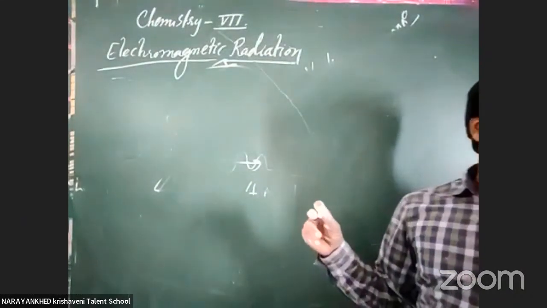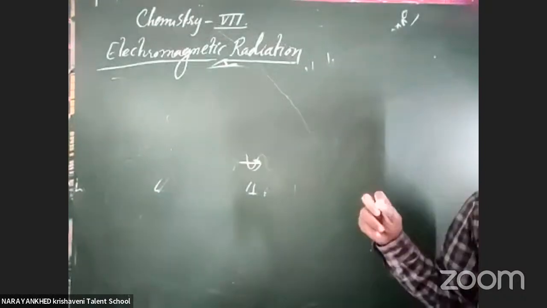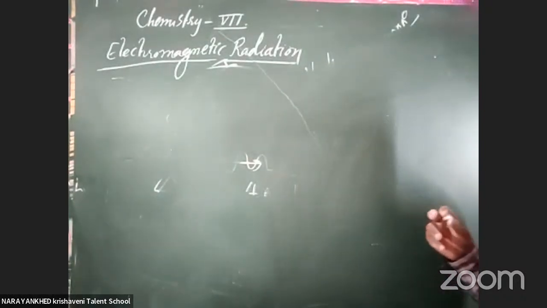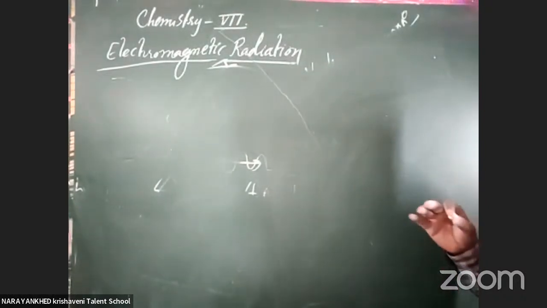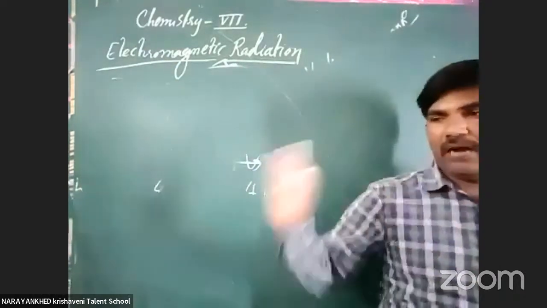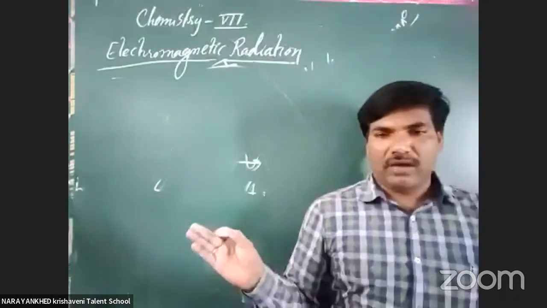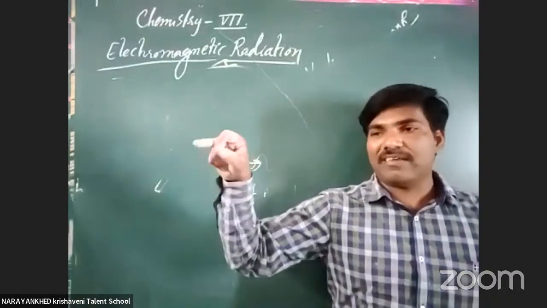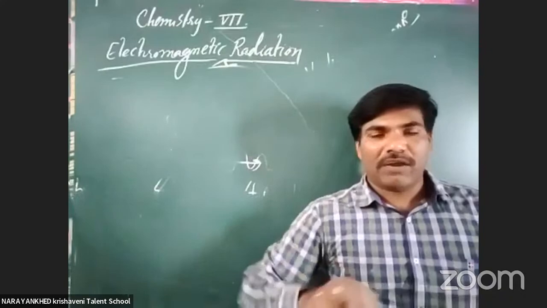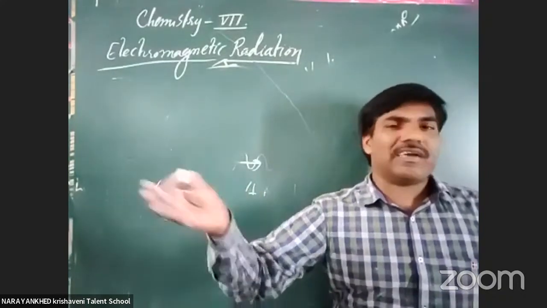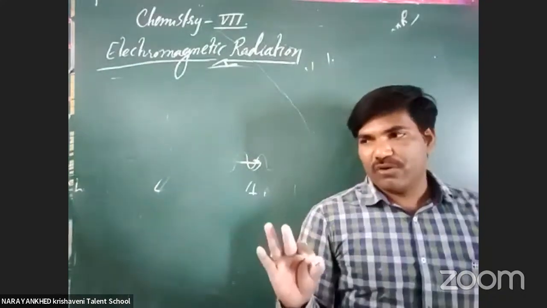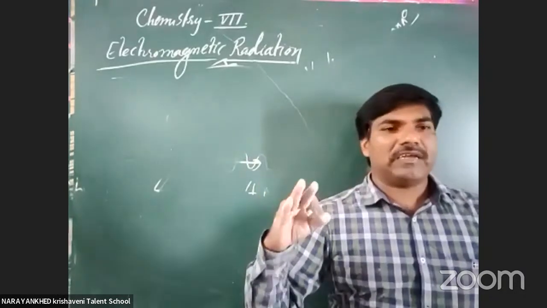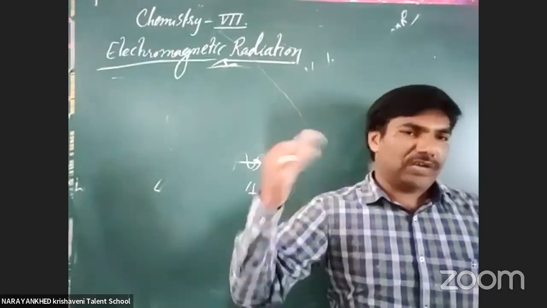Okay, clear or not? And next, the dual nature of electromagnetic radiation. We already discussed it here: dual nature, the particle and the wave. Actually, electrically charged things contain particle nature, but they not only contain particle nature, they contain wave nature also. Sometimes they exhibit the particle nature, sometimes they exhibit the wave nature.